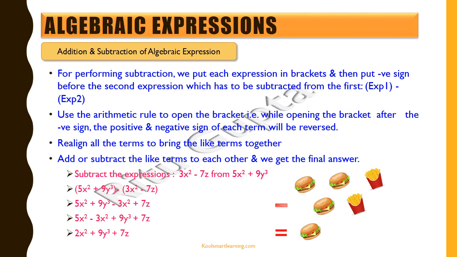Now this example, again, the burger and french fries example, shows the same thing: if you have 2 burgers and 1 french fries and somebody wants to take one burger and one french fries from you, you're left with one burger.